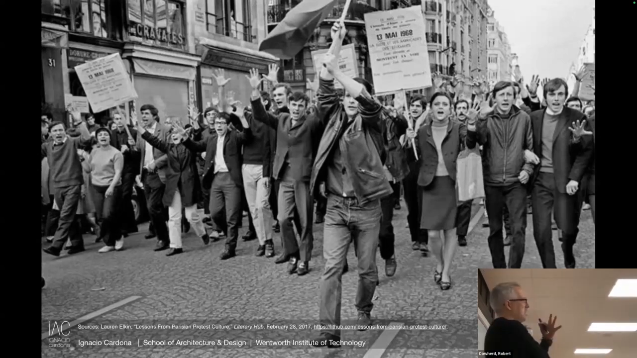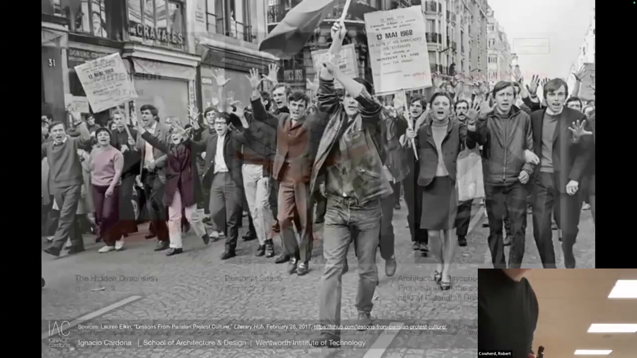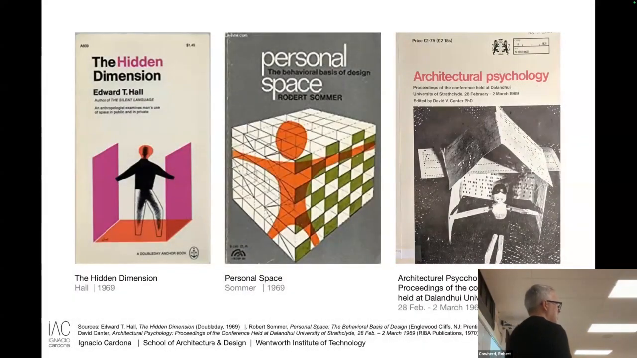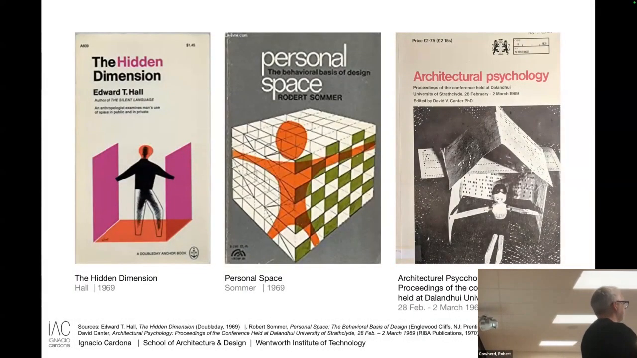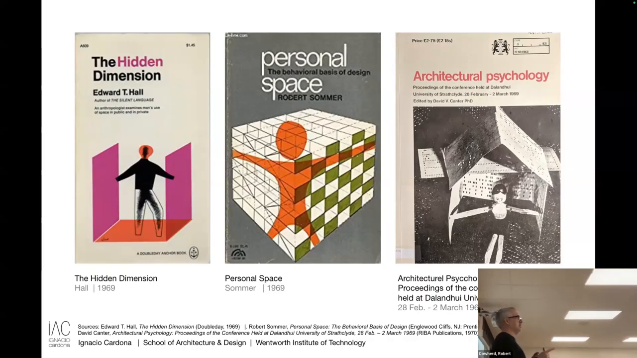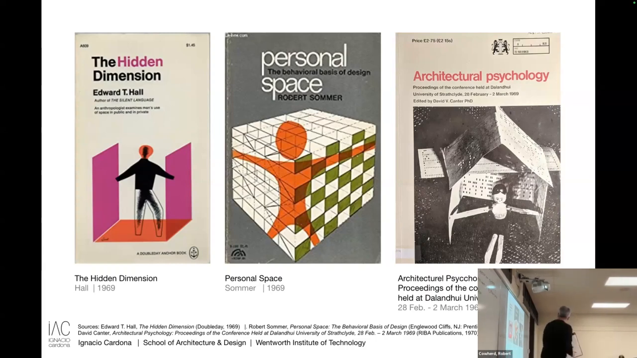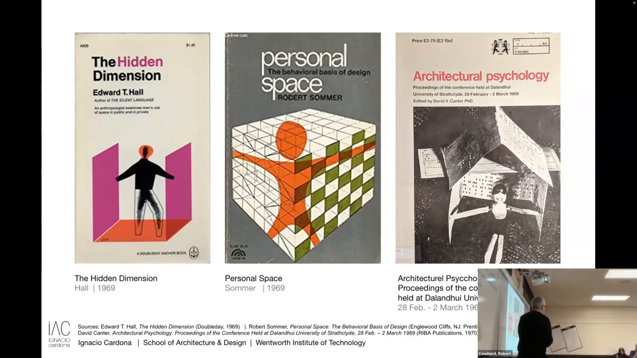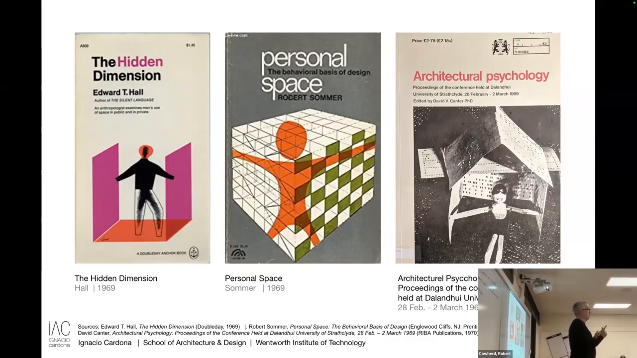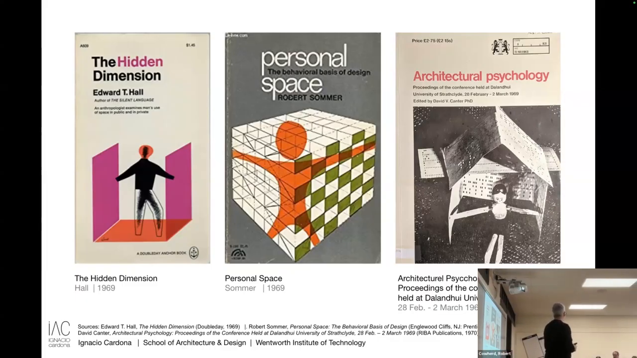So my point is that when these things happen, that also changed the theory. Because of these protests around the world, especially during the 60s, in 1969, one year later, three books were published that, in my opinion, changed the history of architecture and participatory design. These are three books written in different parts of the world. They didn't meet each other. That was before social media.